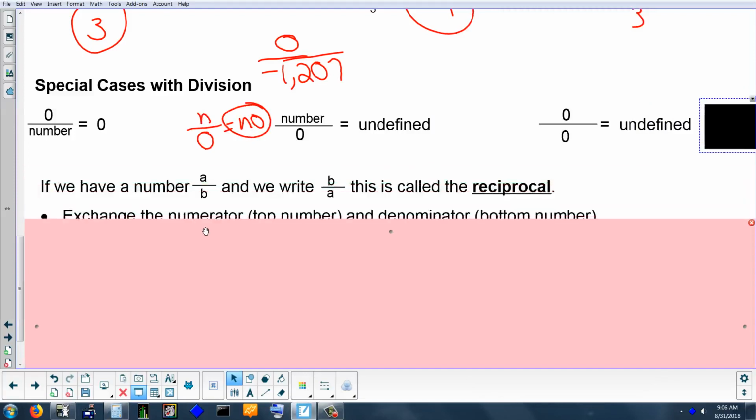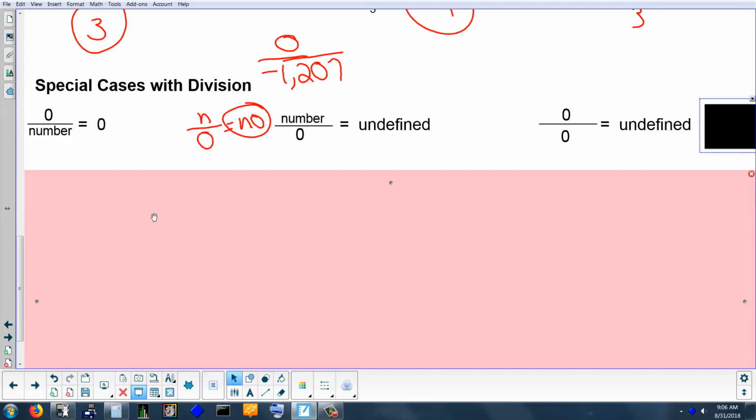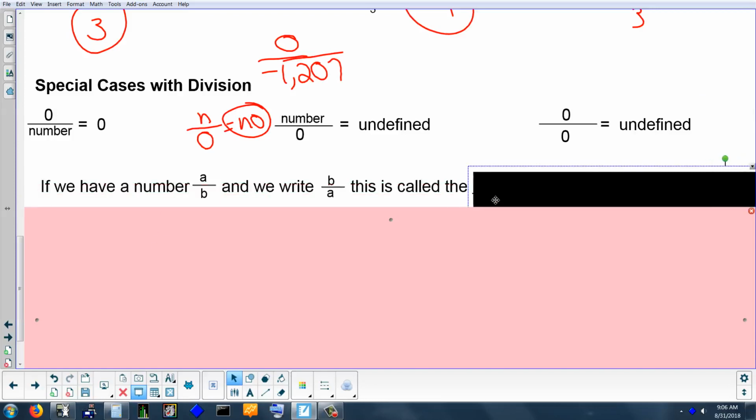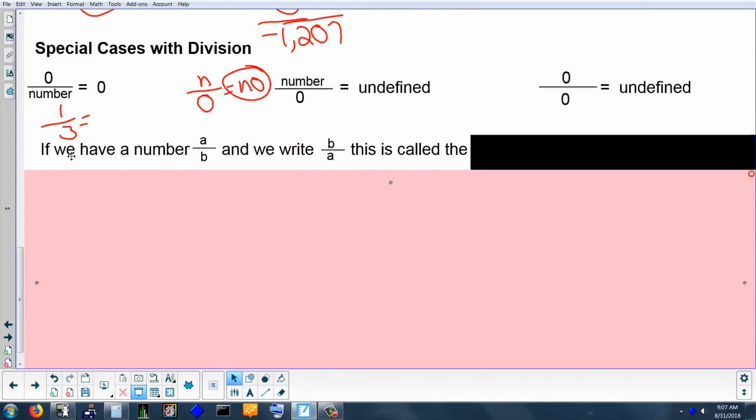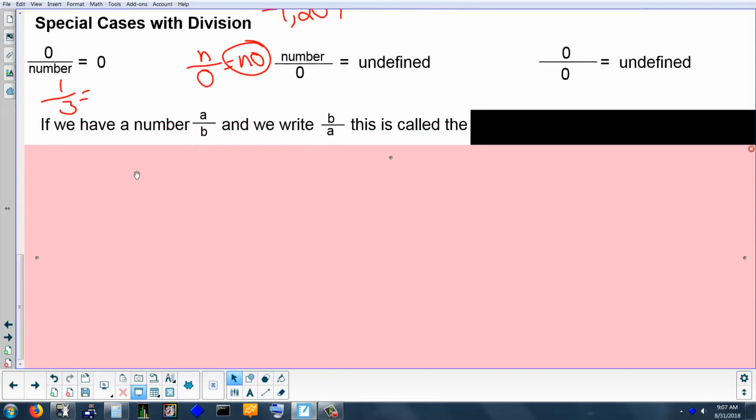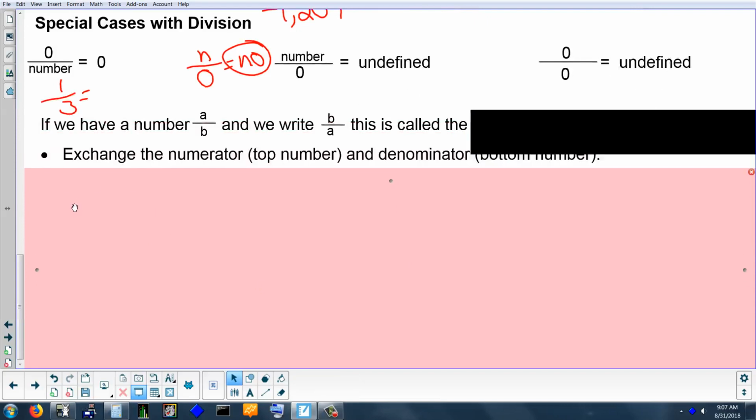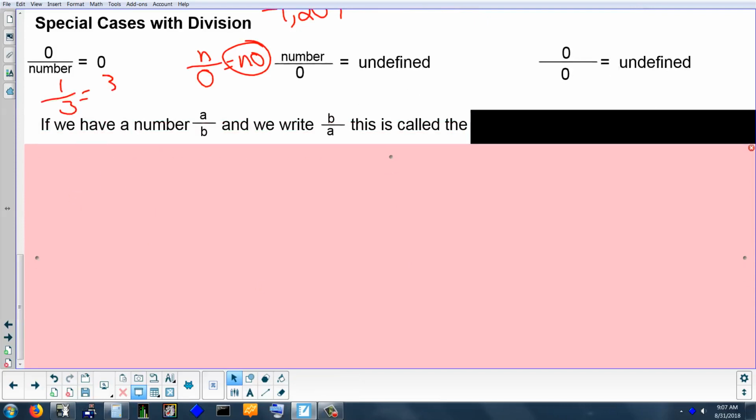Now, Mr. Hager kind of just showed you guys, say I'm evaluating for A, I had 1, for B, I had 3. I flip it. I put B, our B in this case that we plugged in for was 3. I want to put it on the top now. On the bottom, I'm going to put A, which we plugged in as 1.